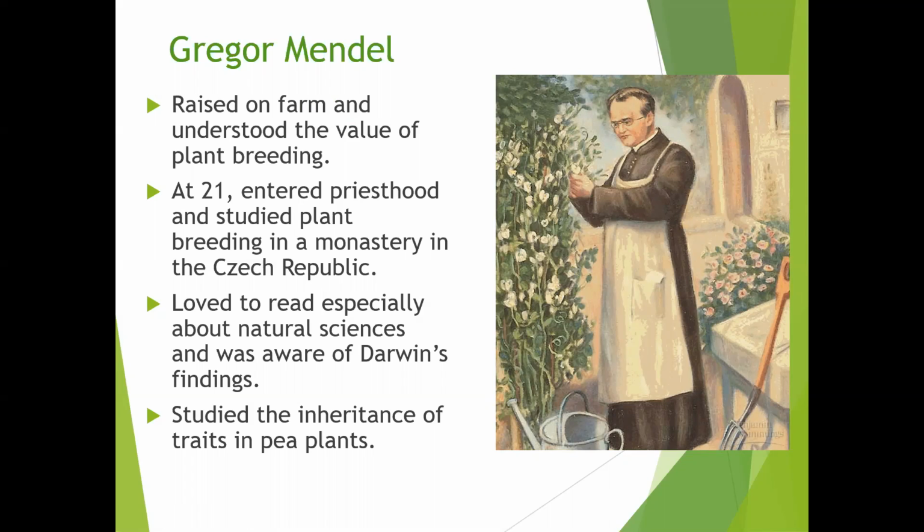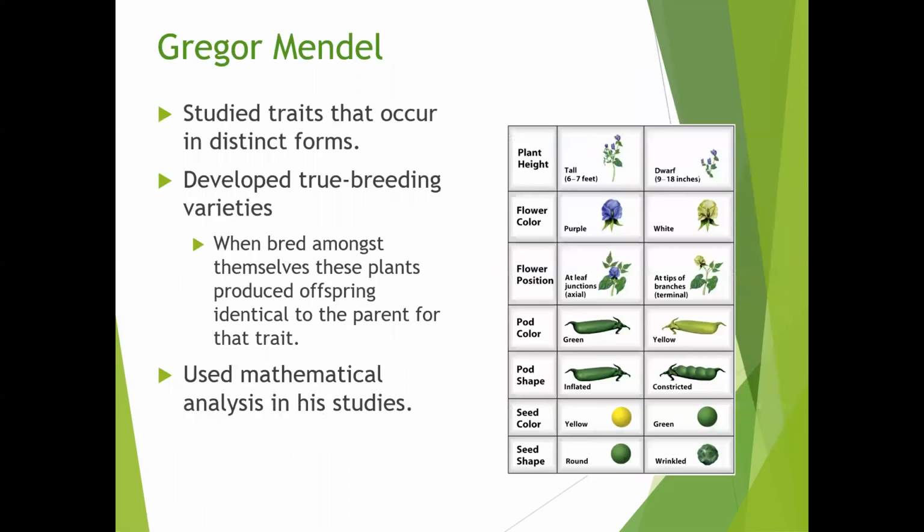And like I said before, Gregor Mendel studied the inheritance of these traits, things that he could see in pea plants. Now, Gregor Mendel was extremely lucky by choosing the pea plant because he studied the traits of the pea plants and they occurred in two distinct forms. If you look over here, these are some of the traits that he looked at: plant height, flower color, flower position, pod color, pod shape, seed color, seed shape.